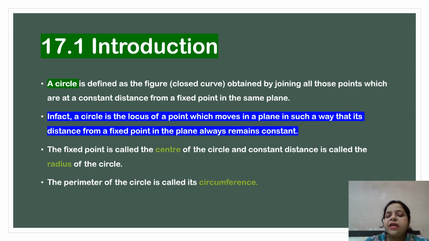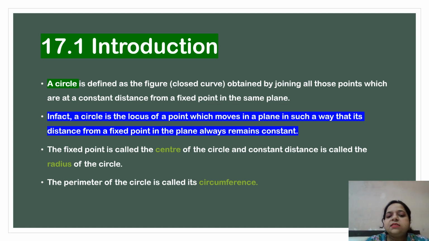A circle is defined as a figure that is a closed curve, obtained by joining all those points which are at a constant distance from a fixed point. We take a fixed point, and from that fixed point, suppose we take a 5 centimeter length, and we make points 5 centimeter from that point in a curve, going around in a round manner. Then that will give you a circle.